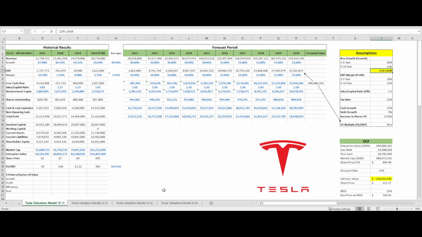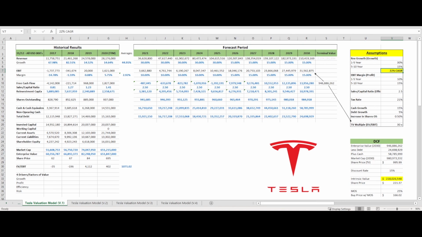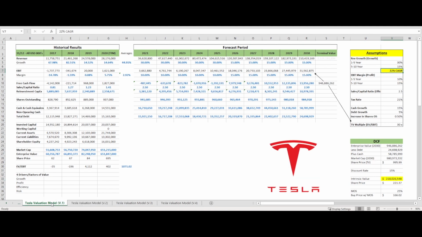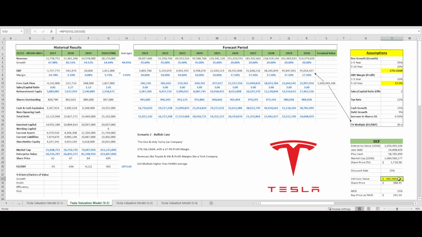If you ask me what I think plays out, it's probably something between scenario 1 and scenario 2, maybe even scenario 1, to be honest with you. Scenario 2 still doesn't get us to an intrinsic value that's near the market cap today, with such bullish assumptions. Even with this, at a 27% 10-year compound annual growth rate with tech-like margins, I mean, what more can you want from them?